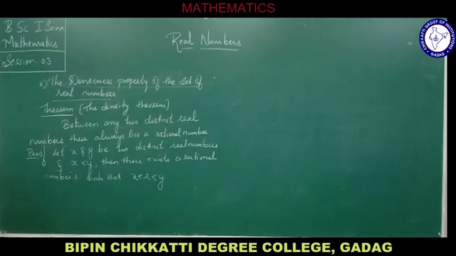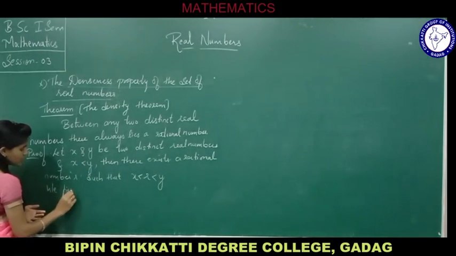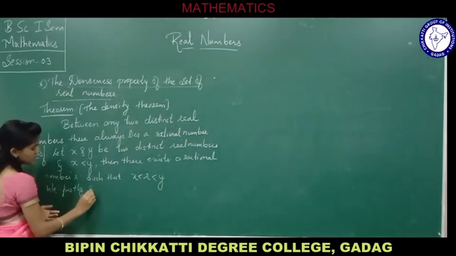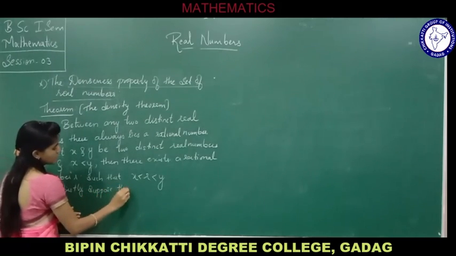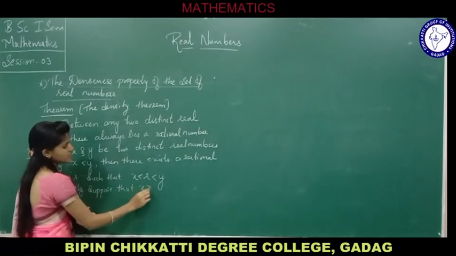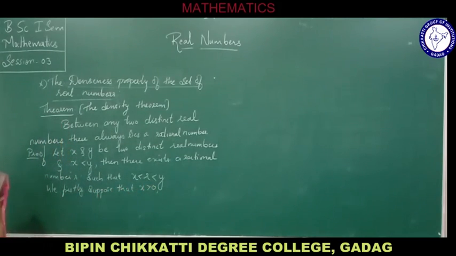So, we firstly suppose that x is greater than 0. We are first going to consider that. What happens if x is greater than 0? It means also what is going to happen?